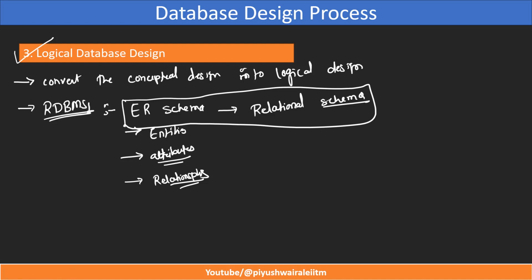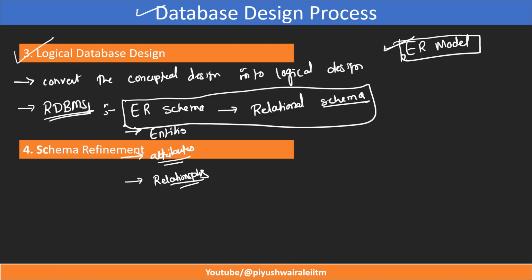So the first three steps of the database design process deal with the ER model. Okay, so this is a part of our syllabus. The first three steps of the database design, that is requirement analysis, getting the problem statement, then the conceptual database design, then the logical database design, all come under the design of the ER model. So once we are done with the third step, the ER model, we have the fourth step, that is schema refinement.